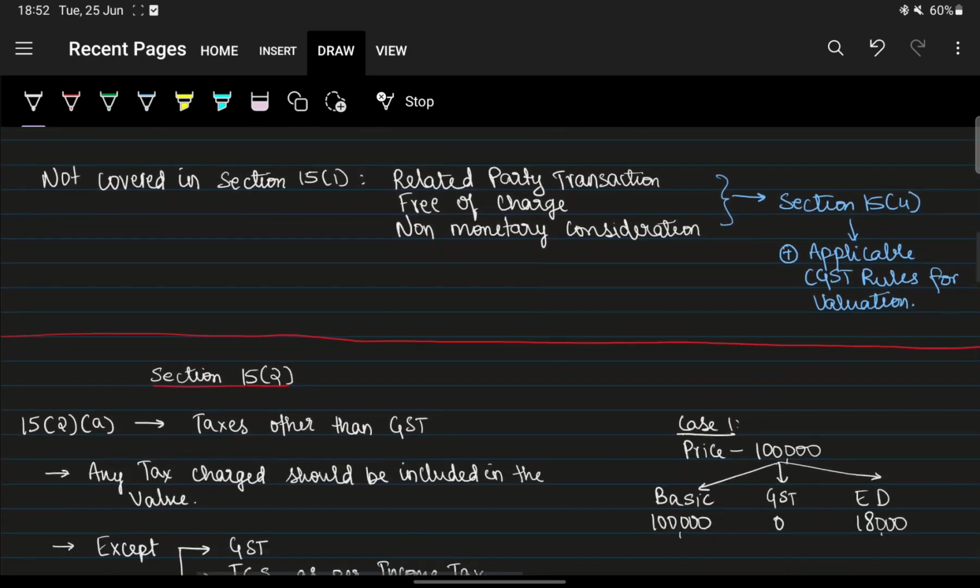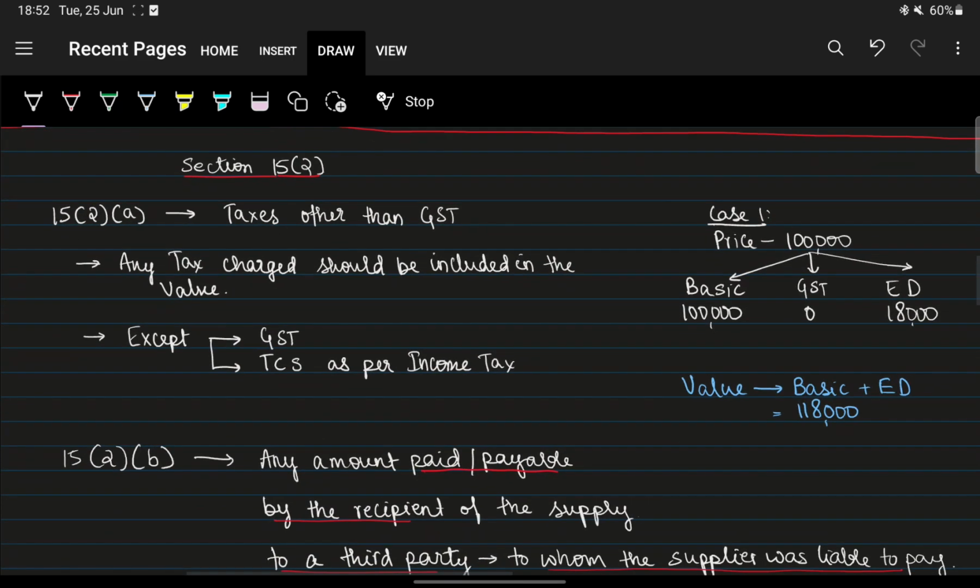This was done, right? Now moving on to section 15.2. What is section 15.2? It talks about what is to be included in the value of supply. First I will dive into what each and every clause means, 15.2a, 15.2b, and then I'll help you memorize how to remember the clauses as well.